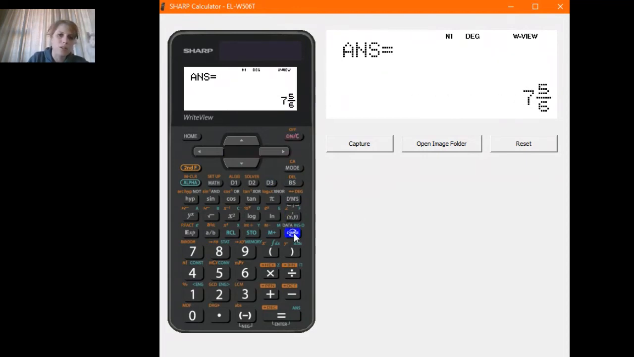7,83333, and so on. Okay, for those who missed it, that is a recurring function exclusively to Sharp that you can turn on with your calculator, which is really nice for showing your students the recurring values as well. Okay, so those were those steps.